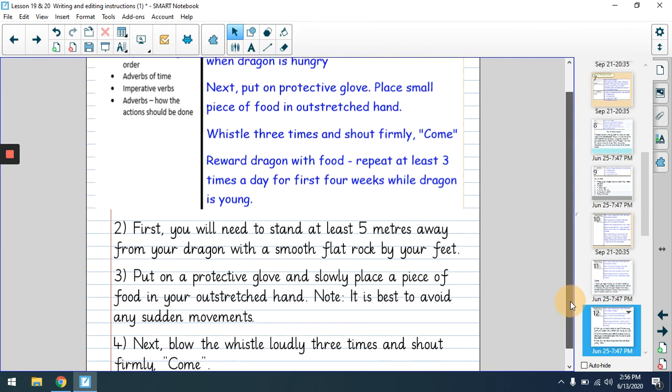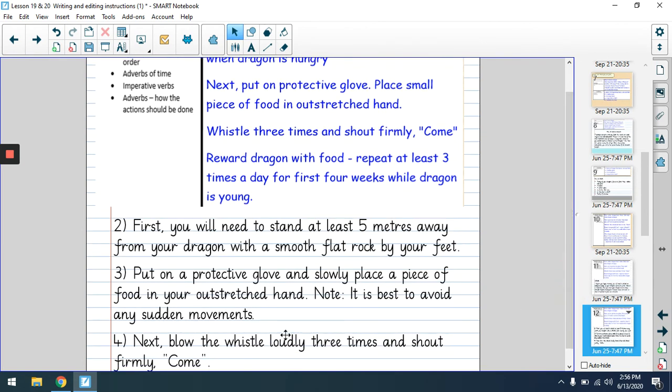And finally, my next point. Next, blow the whistle loudly, I've added in an adverb 3 times, and shout firmly, come. So all the while I'm taking what's in my plan, I'm thinking, can I add in an adverb? Can I add in extra information? Can I add in extra information in brackets?